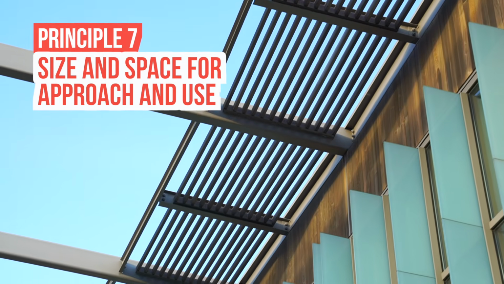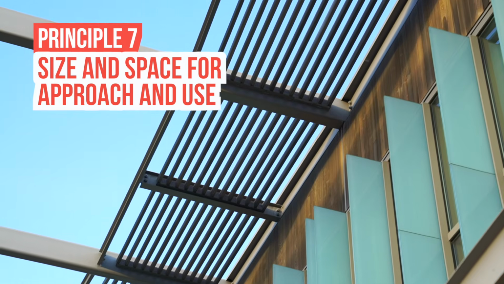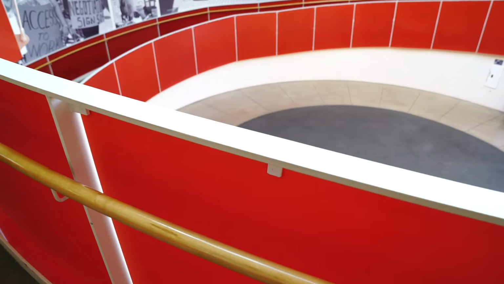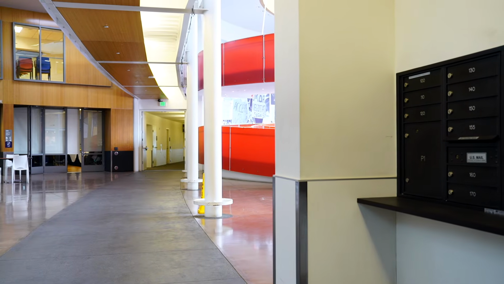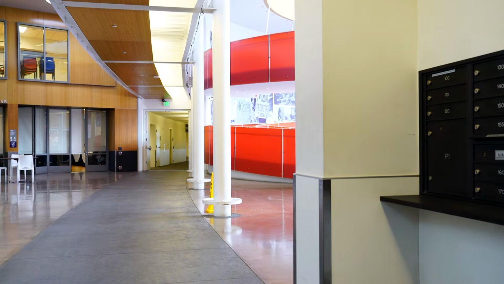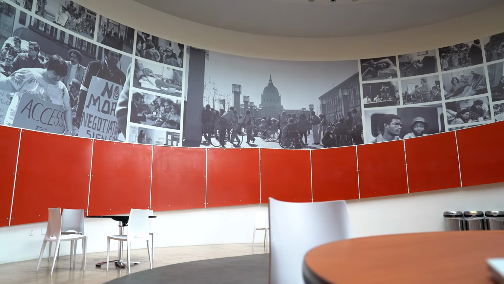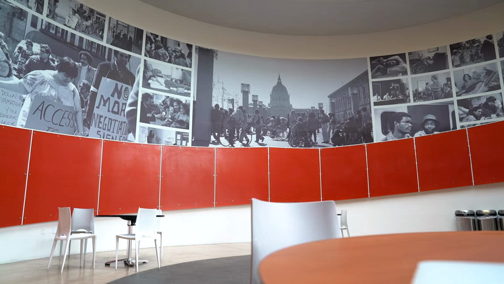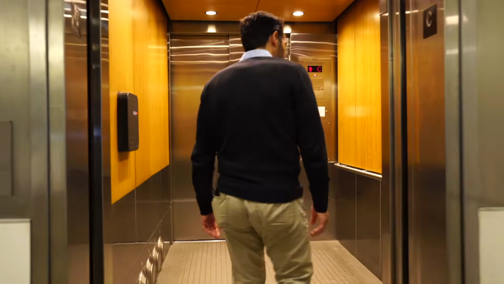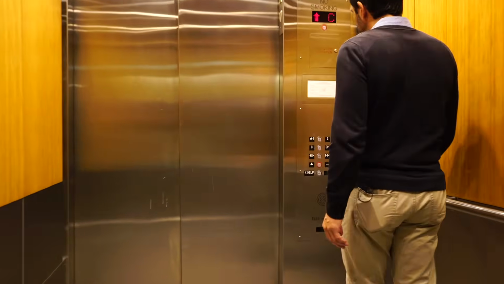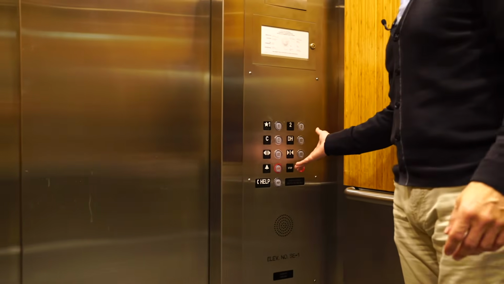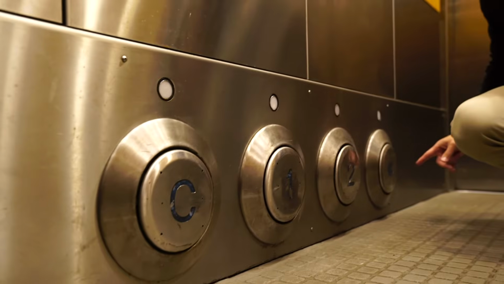Principle 7, size and space for approach and use. This principle says that the building shouldn't restrict anyone by its size or space. So that of course means wide doorways and adequate space for wheelchairs to navigate, but it's also important that nothing is out of reach for people who need access to something. When we came up the elevators, there were buttons where you would normally find them, but also buttons along the floor if that's more accessible, and you can find this feature all throughout the building.